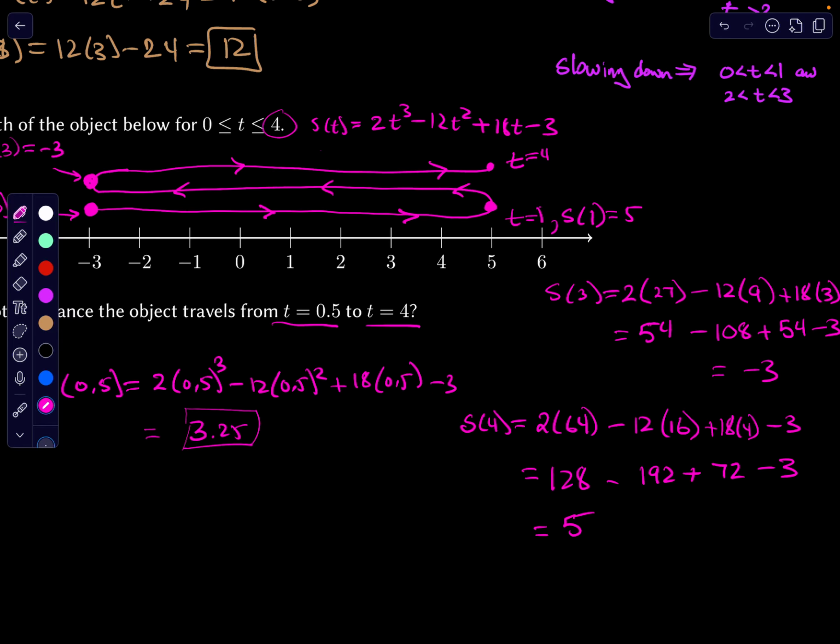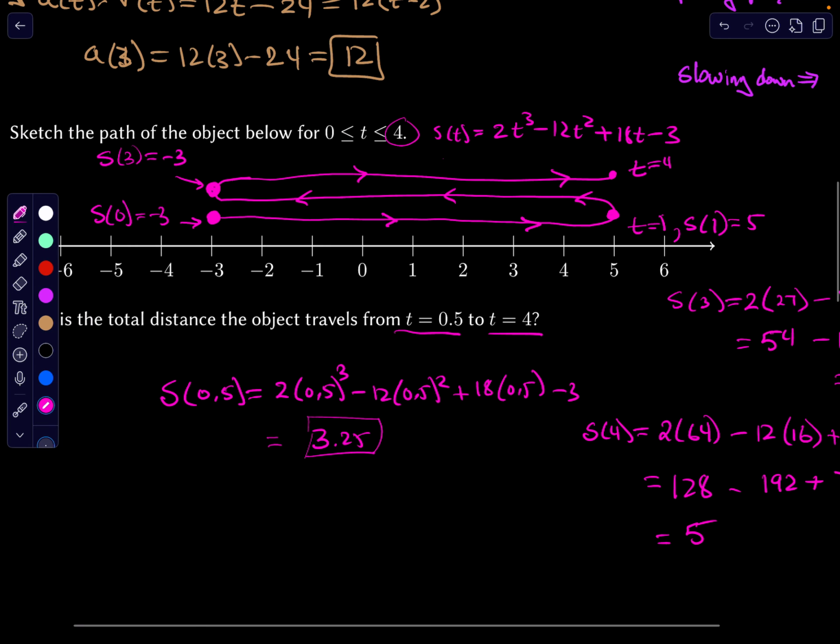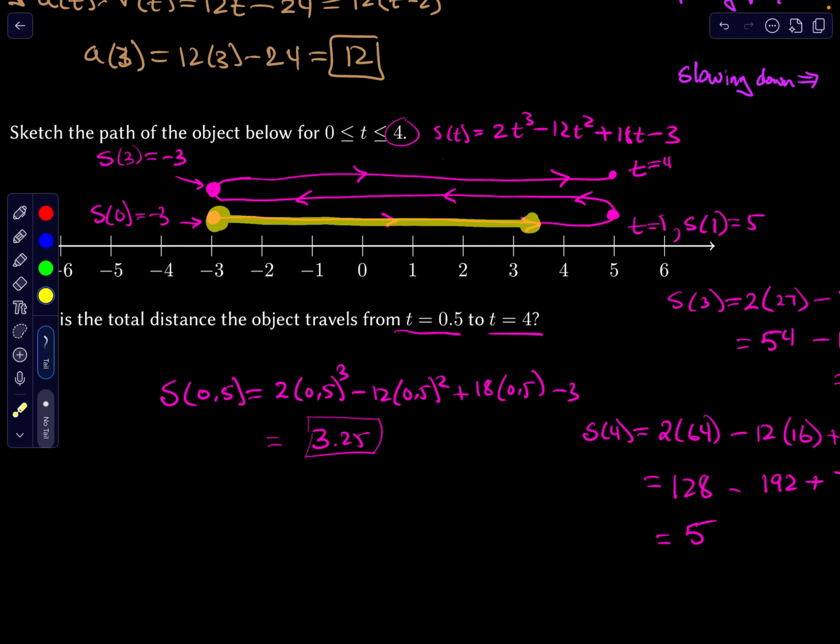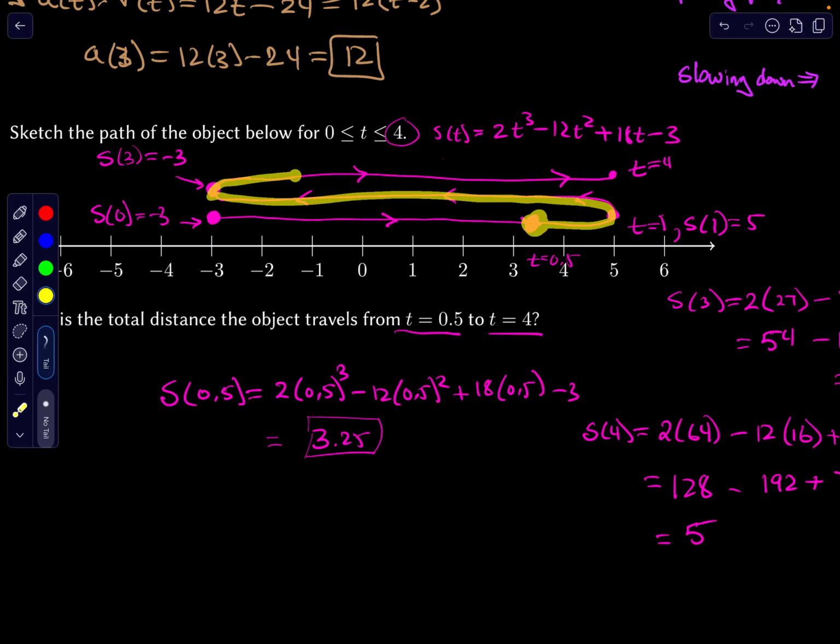But I'm at 3.25. So starting here at t equals 0, you're starting right there, and then you move to right here. And that's where you are at t equals 0.5. So here's t equals 0.5. And I want to know how far do we actually travel? So notice where we're going. We're starting here, that's t equals 0.5. You go over to here, which is a little bit. Then you go clear back to there, which is a total distance of 8, and then you go clear back to here, which is another 8.